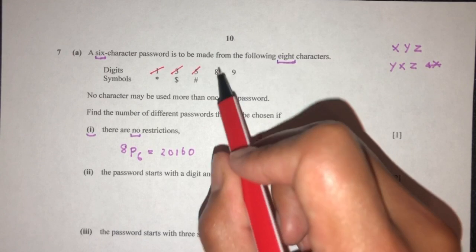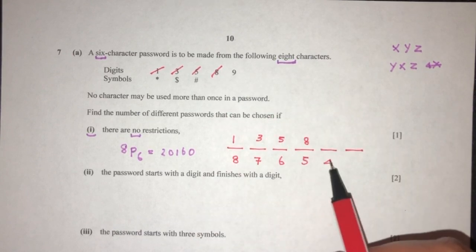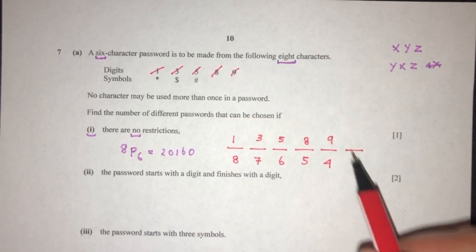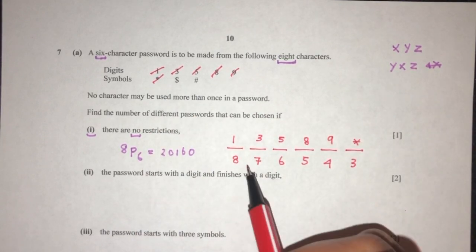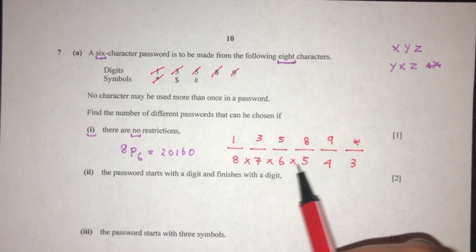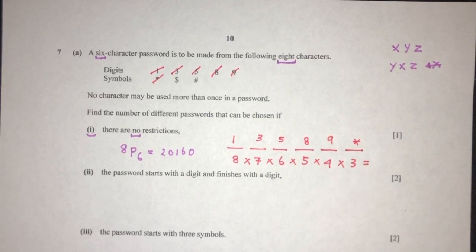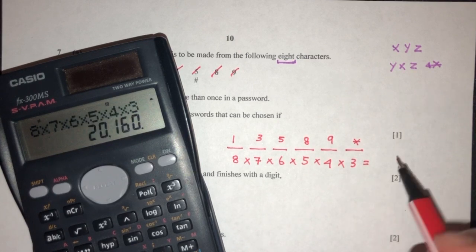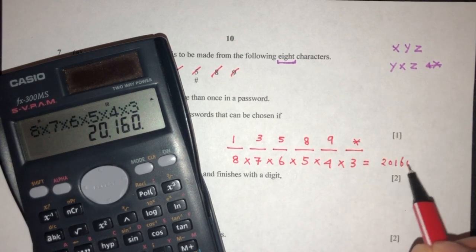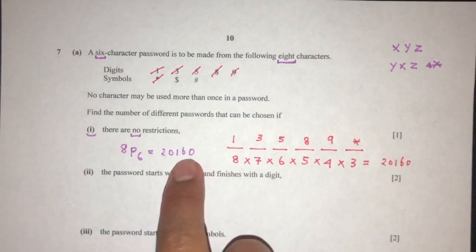5 options. Let's say I choose 8. 4 options. Let's say I choose 9. And 3 options. Let's say I choose this one. So your answer will be 8 times 7 times 6 times 5 times 4 times 3. That is the other way of doing the question, a more logical way. 8 times 7 times 6 times 5 times 4 times 3 will be 20,160 as well for your answer. 2 ways to find the same answer.